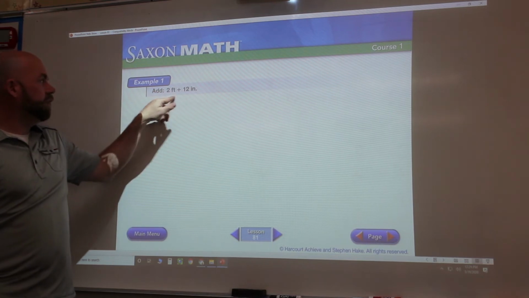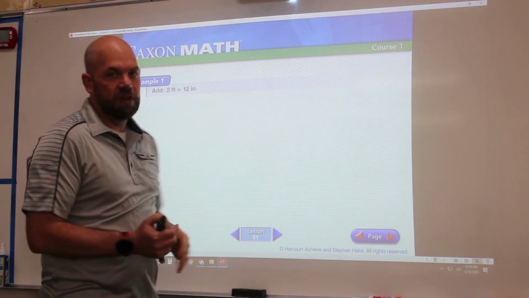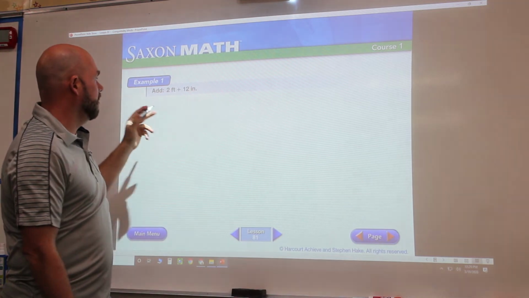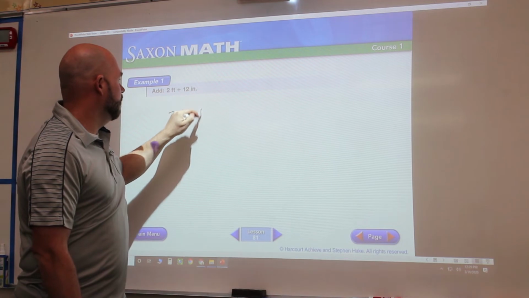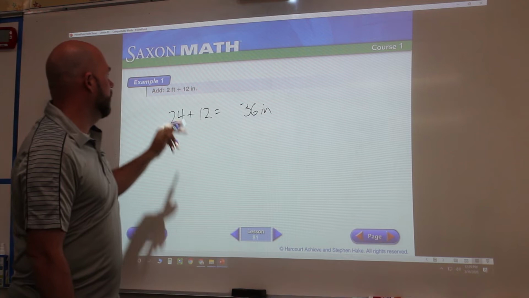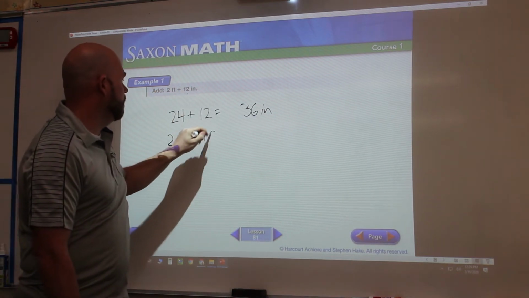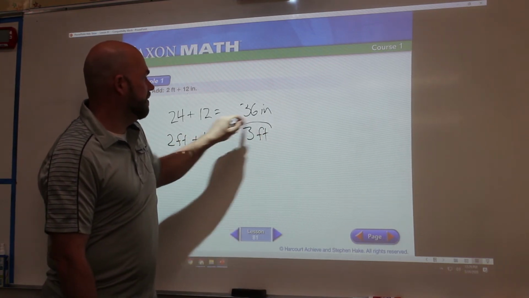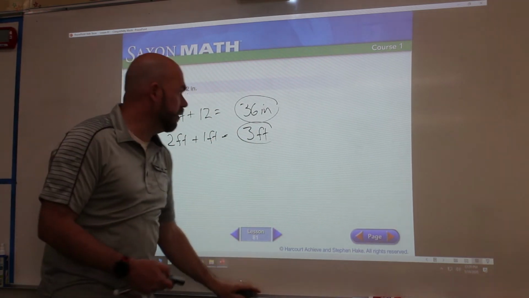So if we have 2 feet and 12 inches, the important thing here that we need to start with is we have to convert one of those so that they're the same. Now we could convert feet to inches, or we could convert inches to feet. If we do feet to inches, 2 feet would be 24 inches plus 12 inches equals 36 inches. So that's one way we could do it. If we converted to feet, 12 inches would be 1 foot, so then it'd just be 2 feet plus 1 foot equals 3 feet. Well, 3 feet is the same thing as 36 inches, so it checks out. But you have to convert first.